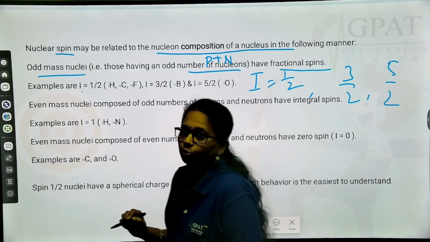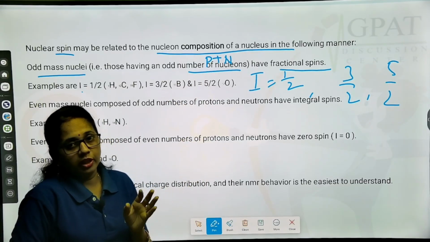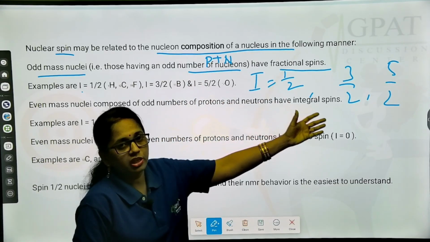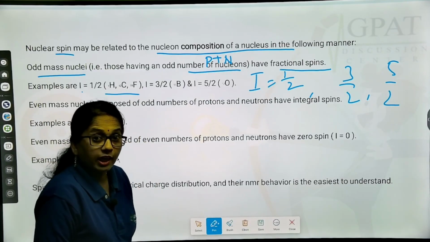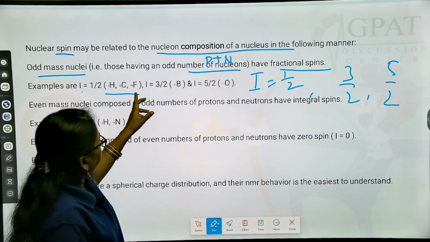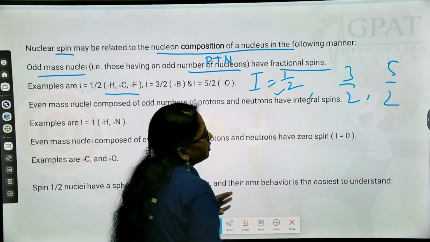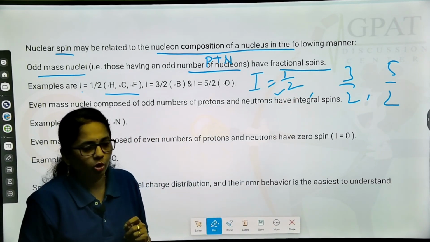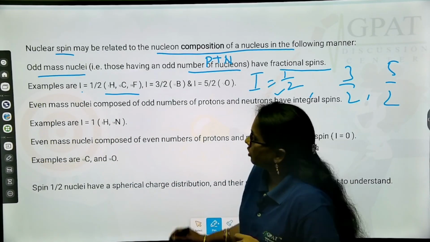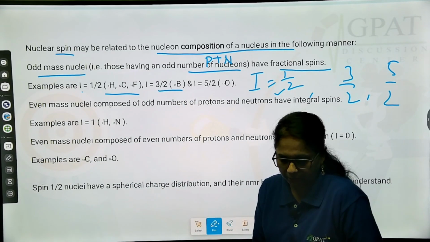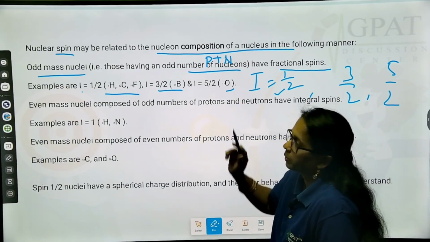Like this, spin quantum numbers you are going to see. That means odd mass number nuclei are going to have fractional quantum numbers. Examples: proton, C13, F19. All these have odd mass numbers. For these you are going to see 1/2 as the spin quantum number, and for boron 11 (B11) the spin quantum number is 3/2, whereas for the oxygen 17 isotope you are going to see a spin quantum number of 5/2.